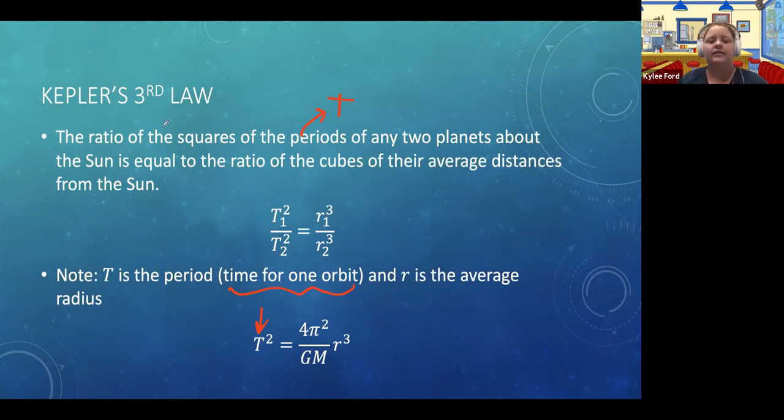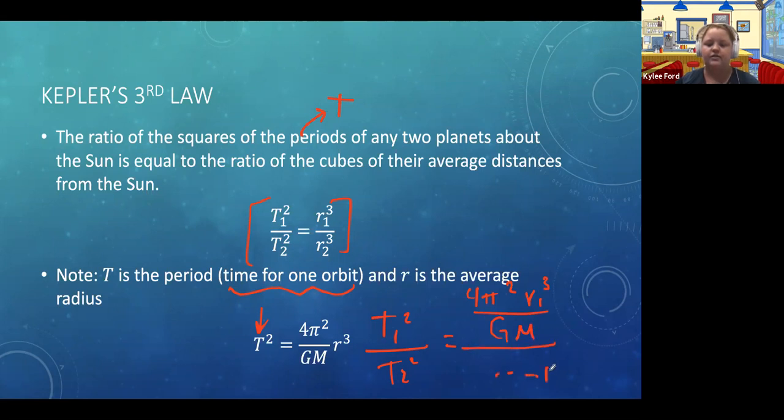And Kepler's third law states that if we compare two objects that are going around the same thing, say the sun, we can write this ratio as such. So think about if we did T1 squared divided by T2 squared, and it would be like 4 pi squared R1 cubed over G M and so forth, R2 cubed. These constants would cross out and we'd be left with this ratio. So that's all Kepler's third law is stating.